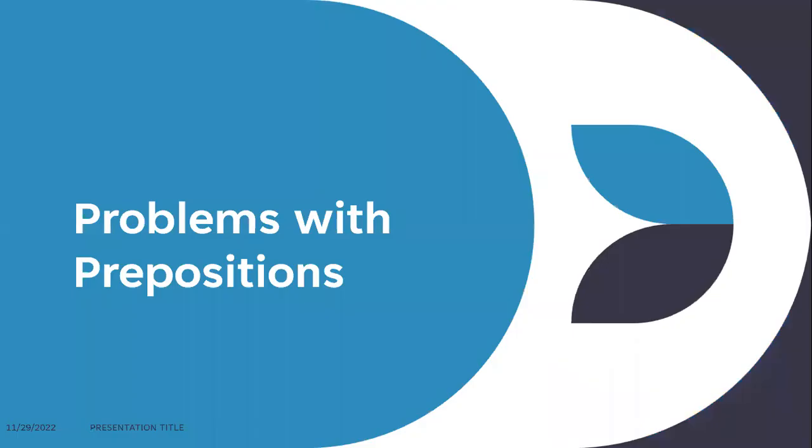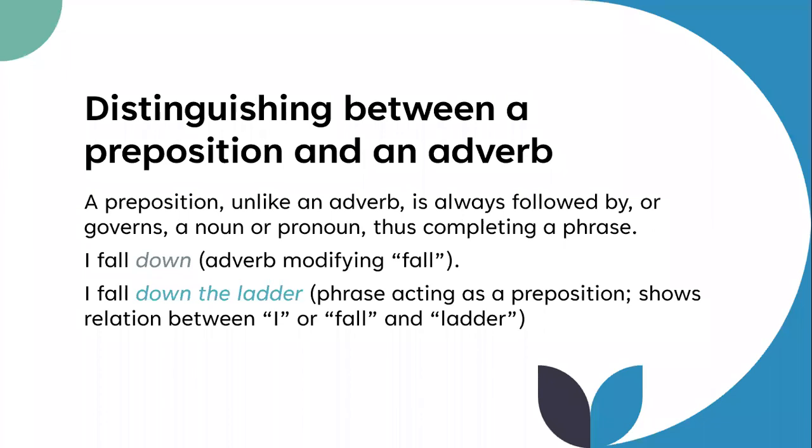And so we move on to problems with prepositions. Distinguishing between a preposition and an adverb. A preposition, unlike an adverb, is always followed by or governs a noun or pronoun, thus completing a phrase. Example, "I fall down." Adverb, modifying fall. And then we have "I fall down the ladder." Phrase acting as a preposition. So it shows the relation between I or fall and ladder.